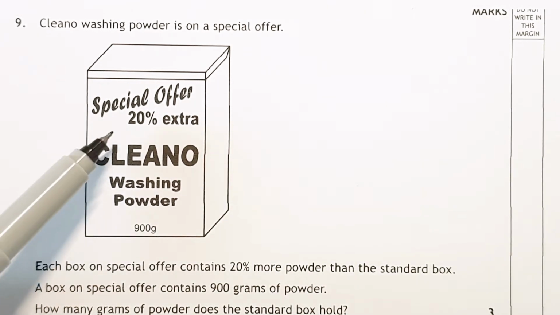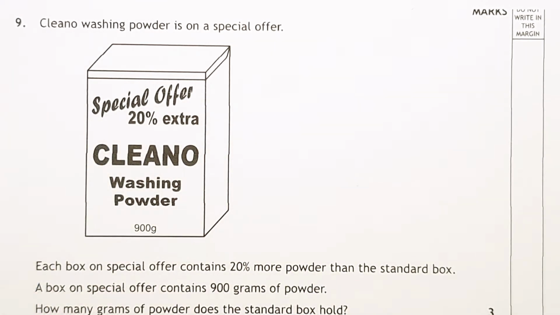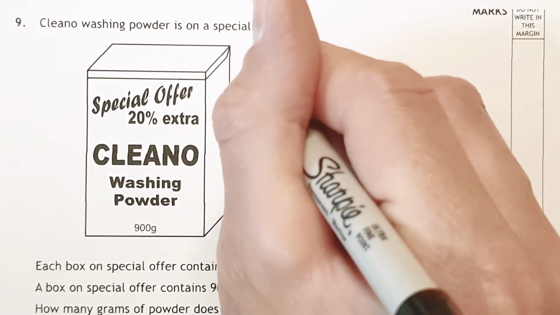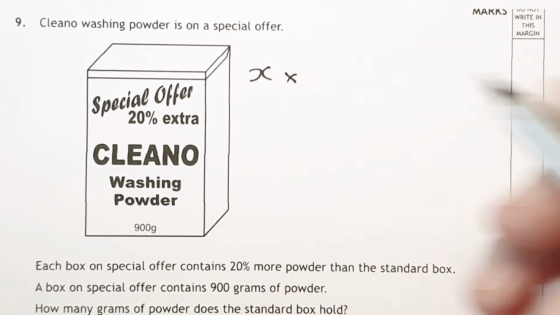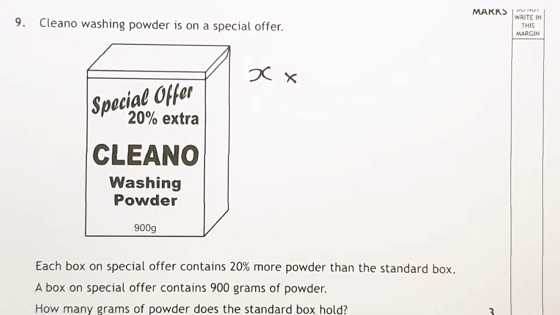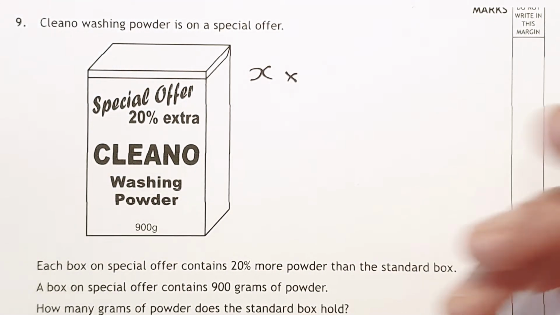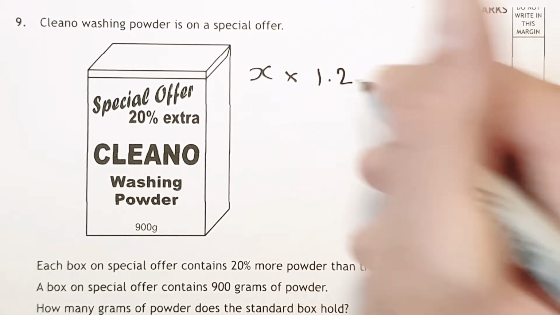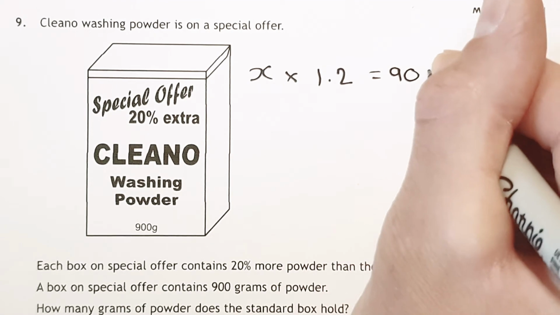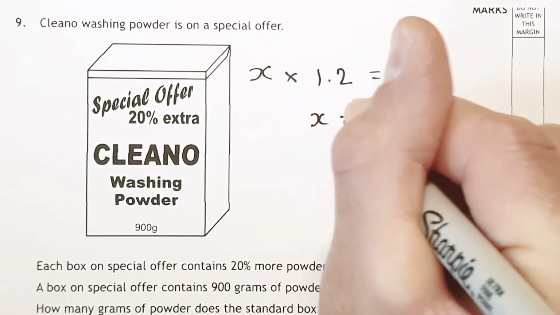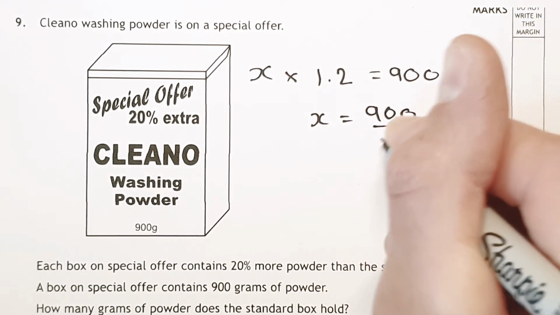So this contains an extra 20%. What we can do for this one, we can call the original amount before the extra 20% X, times 100% plus 20%, which is 120%, which can be written as a decimal as 1.2. So its original value with a 20% increase equals 900. So X equals 900 divided by 1.2.